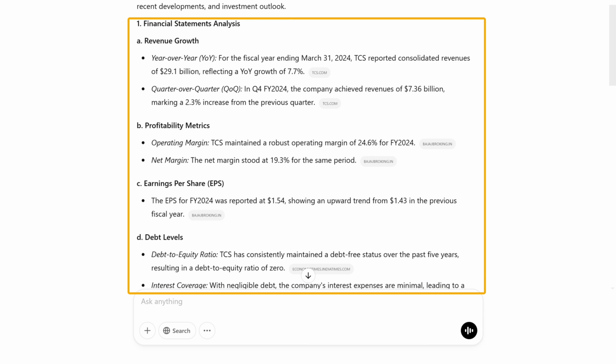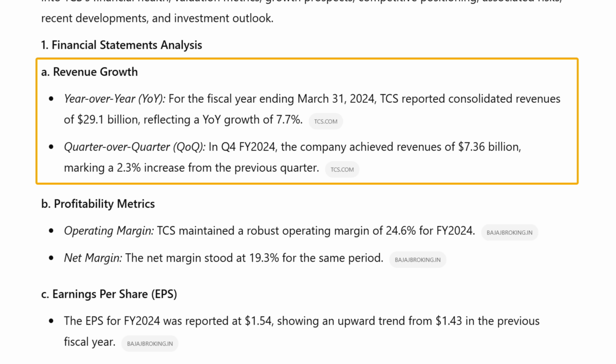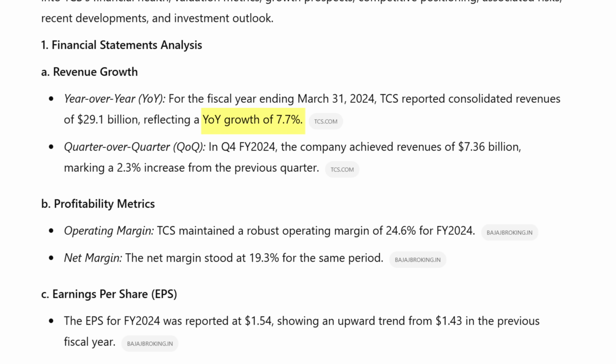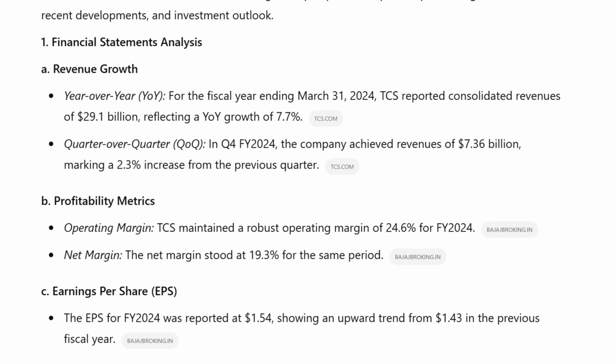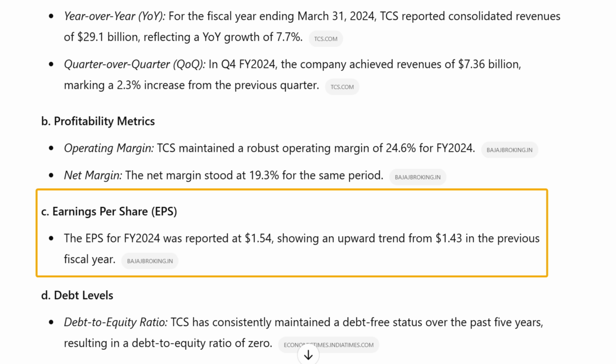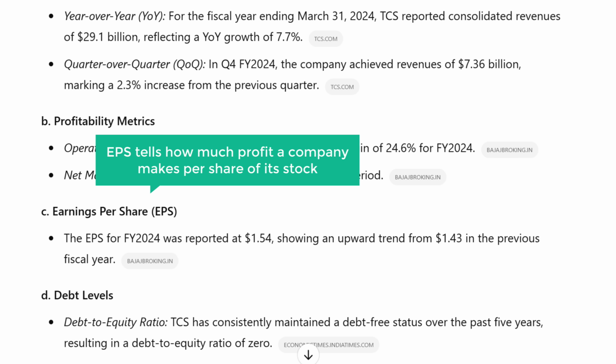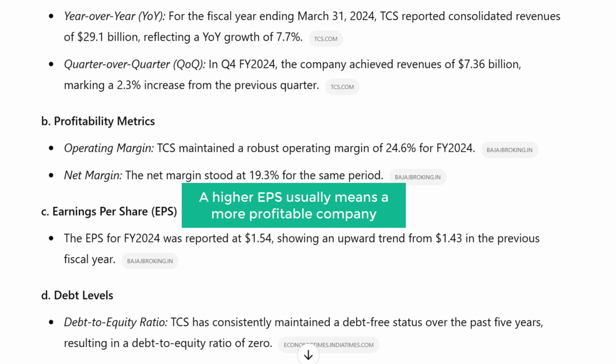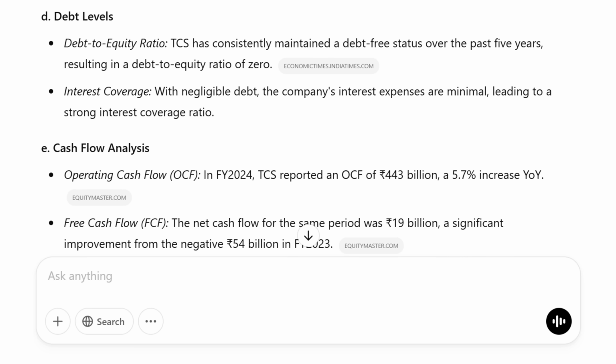First, we have the financial statements of the company. What you see here is the revenue growth of the company, and you can see that TCS has had a 7.7% growth in the recent financial year. The company has also performed better than the previous quarter with a 2.3% increase in revenue. If you scroll down, here you can see the earnings per share. The earnings per share or EPS tells us how much profit a company makes per share of its stock. A higher EPS usually means a more profitable company. ChatGPT also tells us that TCS has been debt-free for the past 5 years and the company is financially stable.